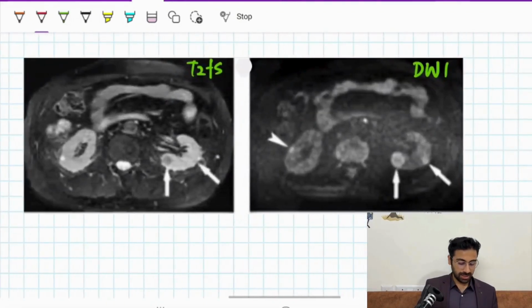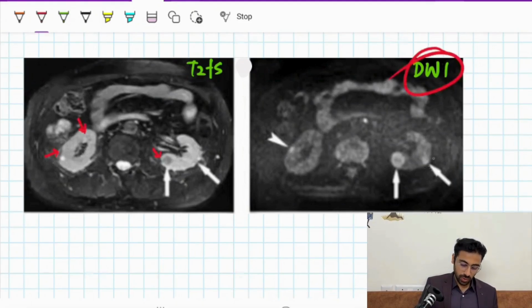Now coming next, this is the T2 fat sat where you can see hypointense nodules involving both the renal parenchyma. Here on diffusion, you can see that these show true diffusion restriction. The ADC value I have not given here. However, these show true diffusion restriction. Now, what I want you to remember here is these renal lesions show diffusion restriction.